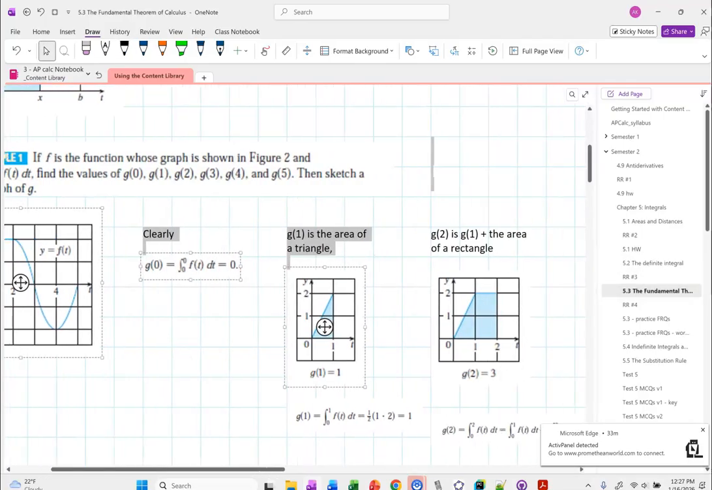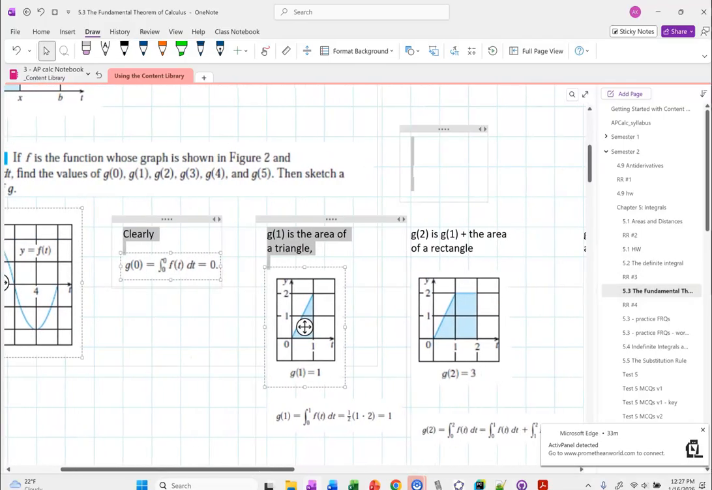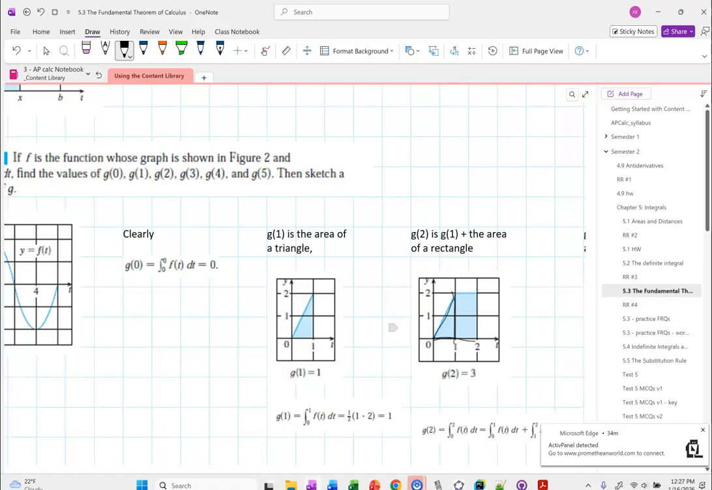And if I want to do g of 2, that's just the integral from 0 to 2. So that's a triangle, g of 1, plus this rectangle. Does everybody feel okay about what I'm doing as I'm doing this?